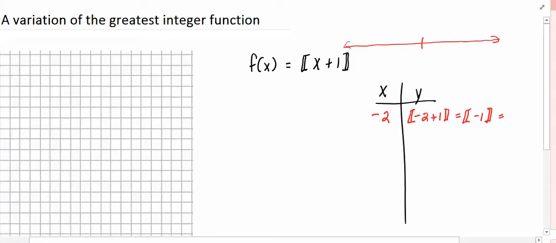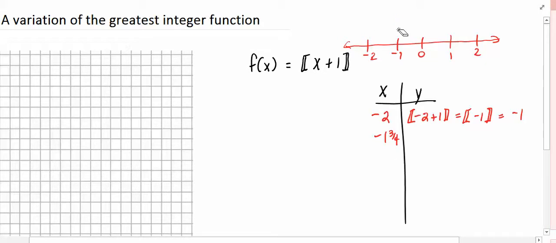Well, again, if I look at my number line and I do it very graphically, it tends to be pretty easy for people to understand. What's the greatest integer not greater than -1? -1. Okay, let's put in a -1 3/4.